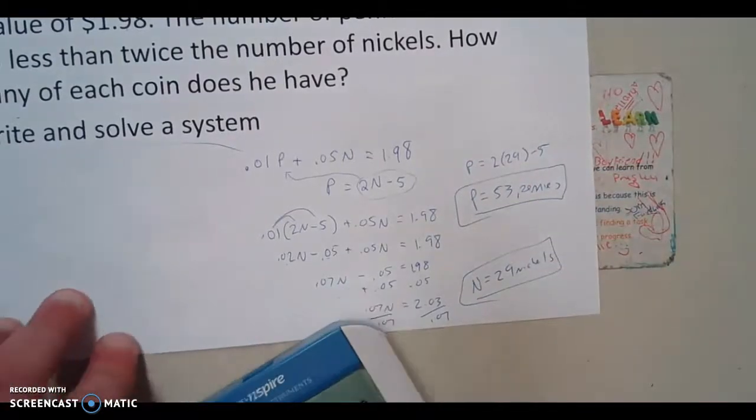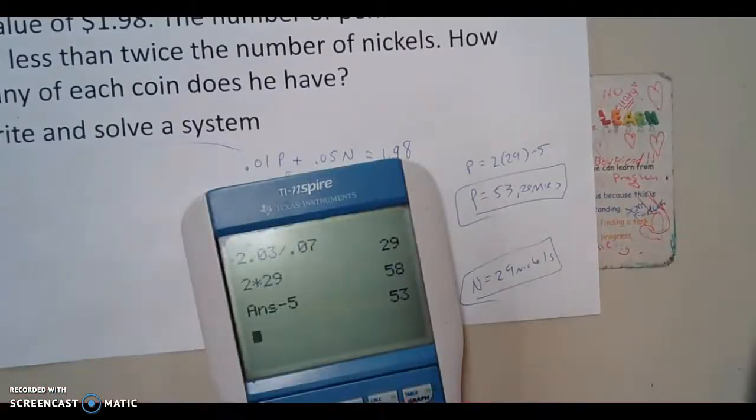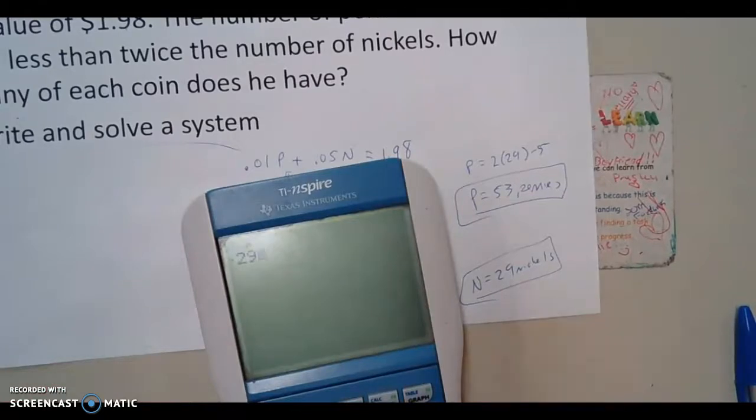Beautiful thing to this, you can check it out real easy. You're supposed to have $1.98. Make sure you have $1.98. So if you take 29 nickels at 5 cents a pop, and 53 pennies that are obviously just 53 times 1 cent a piece, you can see adds up to $1.98. Everything's good.